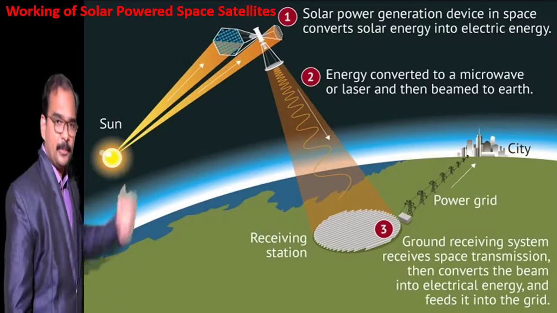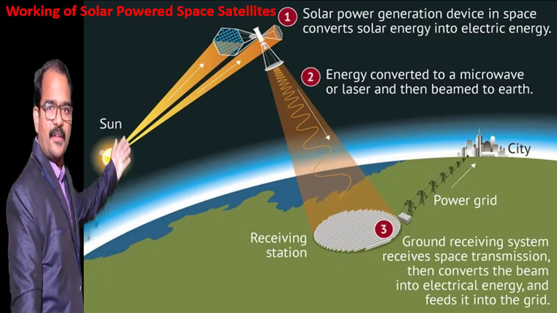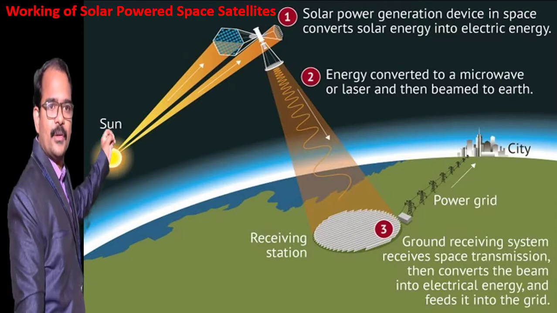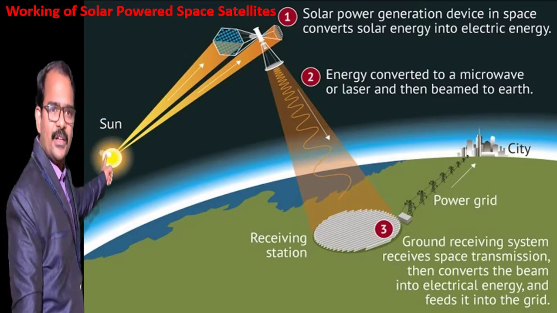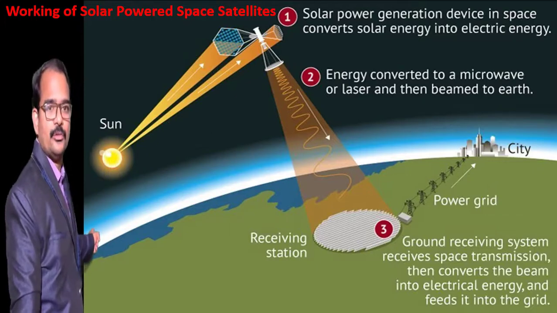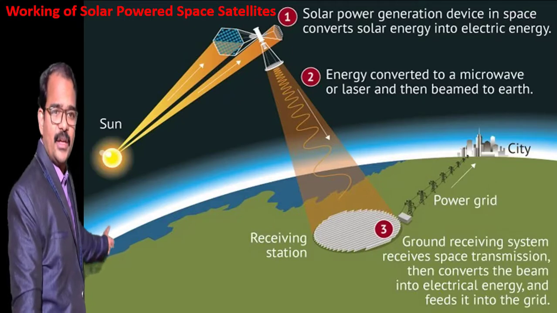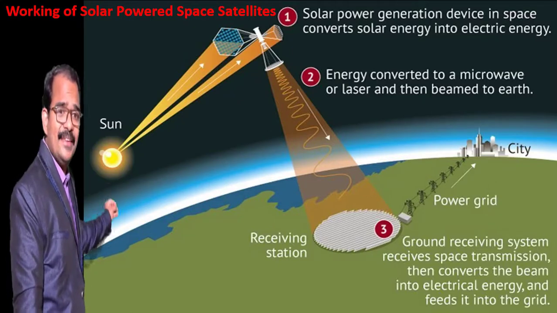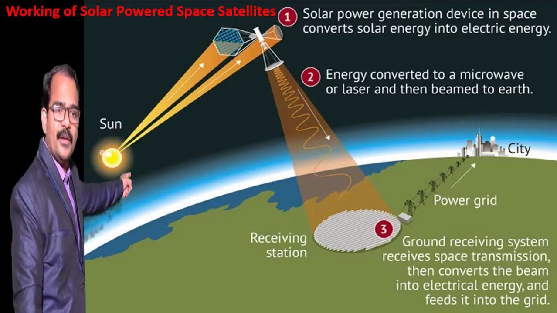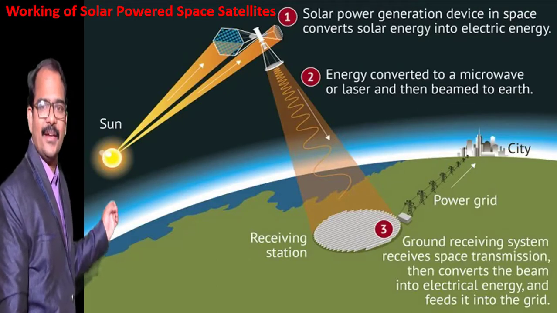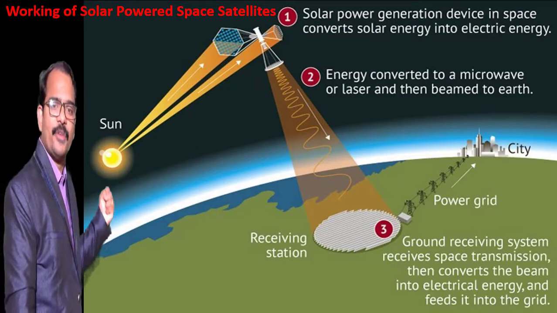As you can see here, this is the working principle of a solar power space satellite. The solar panels in space convert the solar energy into electric energy, and then the energy is converted into microwaves or laser and beamed to the earth through transmitters. On the earth, a ground receiving system receives the space transmitted microwaves and converts the beam into electrical energy and feeds it into the grid and to the city. This is how we can generate electrical energy from space.